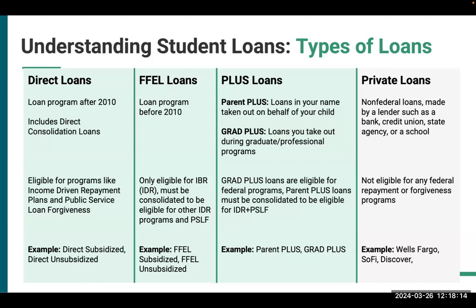So private lenders can do what they want. And so if you're interested in seeing what repayment options might be available, any forbearance options, things like that, the best bet is to reach out to your individual lender and see what options you might have available to you.